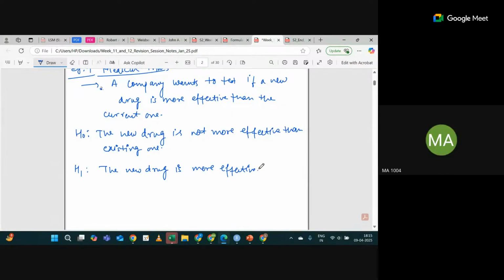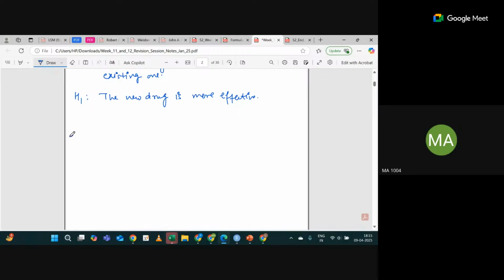Now let me take some other example. Suppose there is a marketing company, and that company wants to test whether a new advertisement technique increases the sales or not. So what will be your null hypothesis? You can say the new advertisement has no effect on sales. And what will be your alternative? The new advertisement increases the sales, right? Yes, sir.